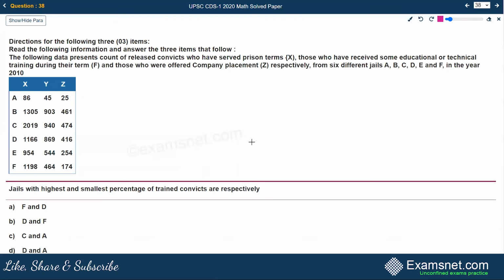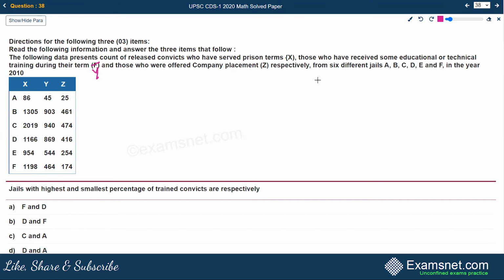In question number 38, we are given a table that shows the following data: the count of released convicts who have served prison terms, that is X, those who have received some educational or technical training during their term, that is Y, and those who were offered company placement, that is Z, respectively, from 6 different jails, that is A, B, C, D, E, F, in the year 2010.